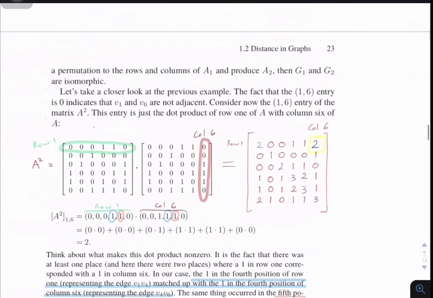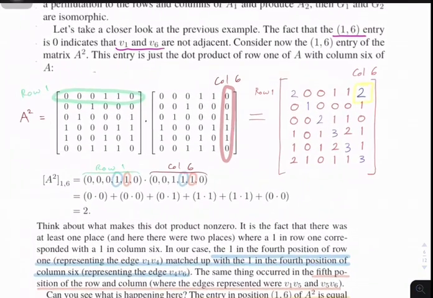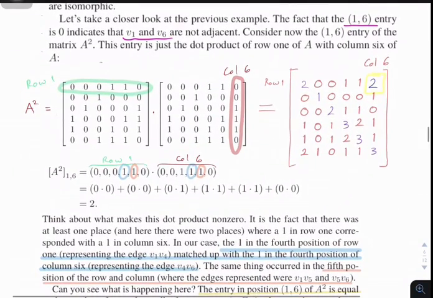Now, let's look at some nice properties of the adjacency matrix. Because there is no edge between 1 and 6, the 1, 6 entry of the matrix should be 0. But now let's consider the 1, 6 entry of the matrix A times A.